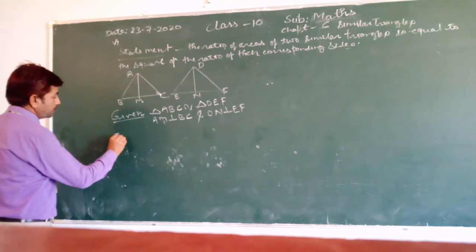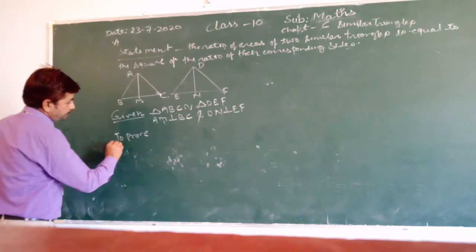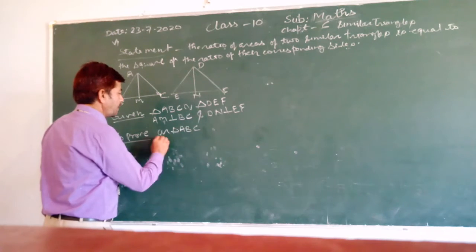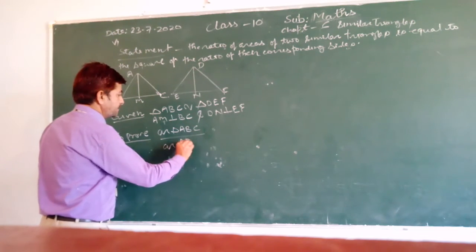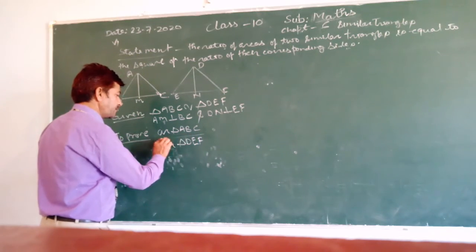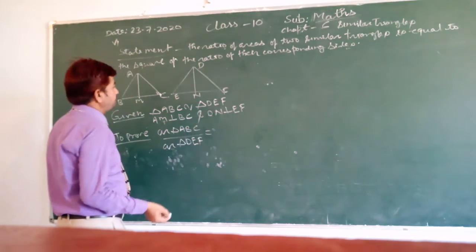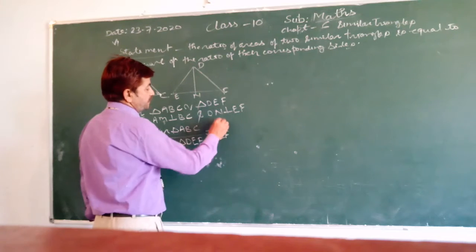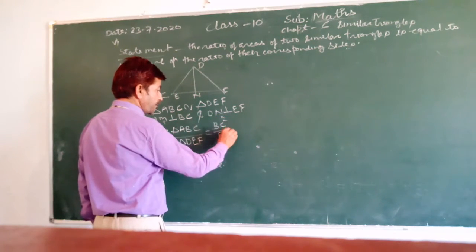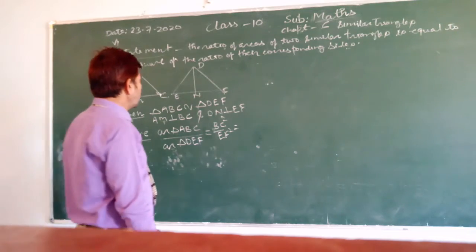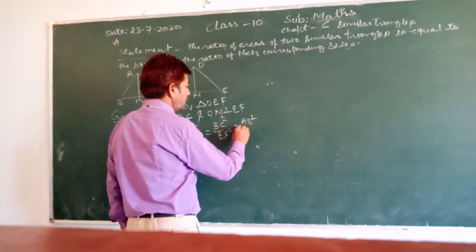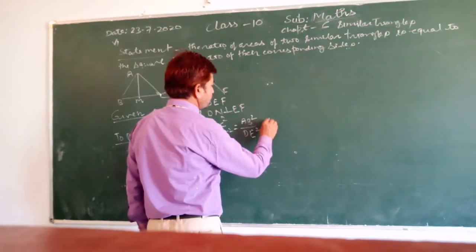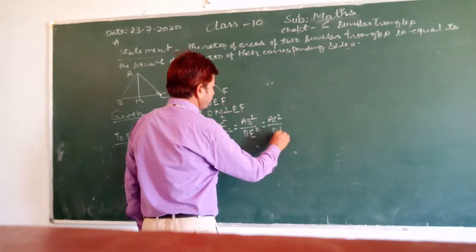To prove: area of triangle ABC upon area of triangle DEF is equal to BC upon DF whole square, that is, BC square upon DF square, which is equal to AB square upon DE square, which is equal to AC square upon DF square.